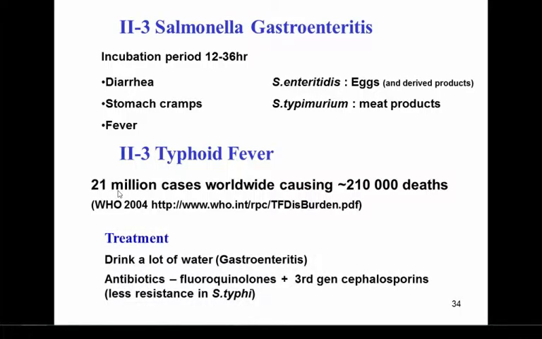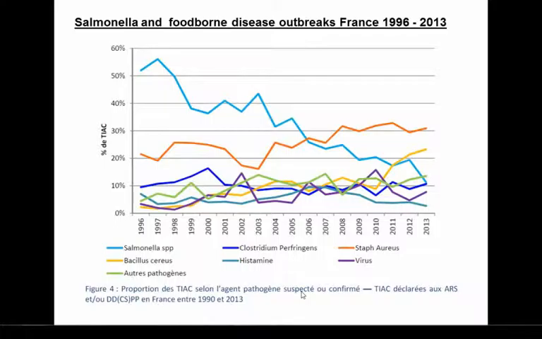What can you do about it if you've got Salmonella gastroenteritis? Your doctor will give you symptomatic treatment: lie down, drink a lot of water, wait till you feel better. If you have fever, take paracetamol. If you have typhoid fever, then you'll need antibiotics, fluoroquinolones and third-generation cephalosporins.